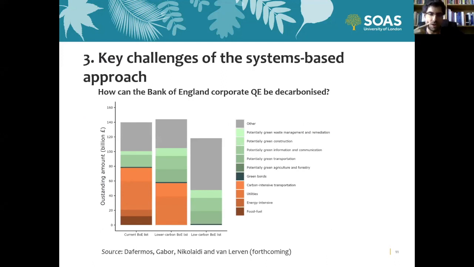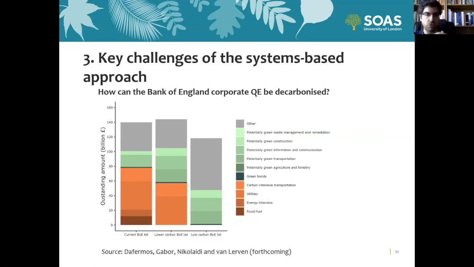And we have identified, primarily using the NAICS 4-digit classification, which of these bonds have been issued by carbon-intensive sectors, which of these bonds have been issued by potentially green sectors, and which of them have been issued by sectors that are neither green nor carbon-intensive. Now, the first thing to say is that if you look at the first column, which refers to the current quantitative easing program, about 55% of the bonds in the Bank of England list for the corporate QE have been issued by carbon-intensive companies.